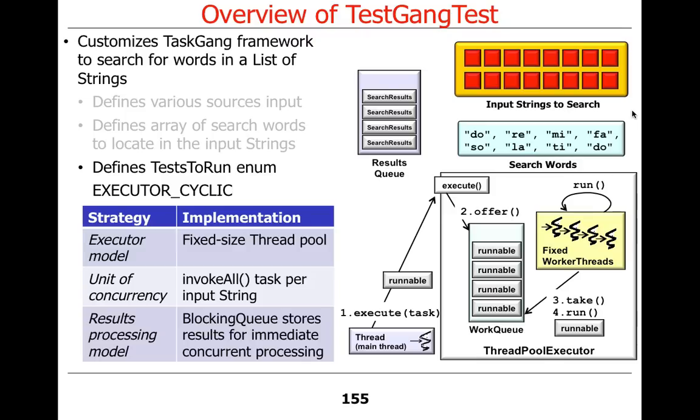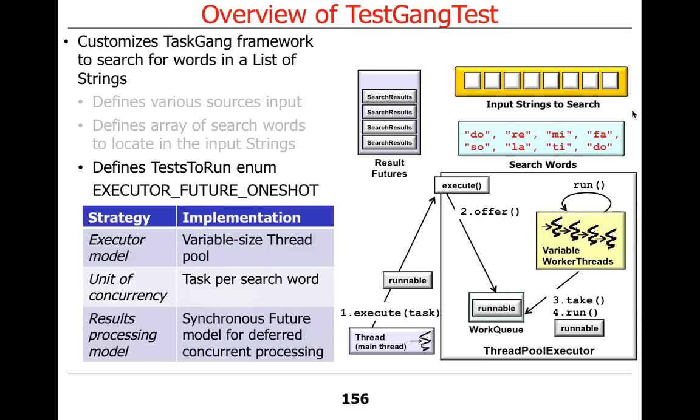Not dissimilar from the one-shot version, except we use invokeAll this time instead of doing them one at a time. The next one we do is a one-shot version that's going to change a bunch of things. First of all, it's going to use a variable size thread pool, so it's going to use a cached thread pool. Does anybody remember the difference between a fixed size thread pool and a cached thread pool?